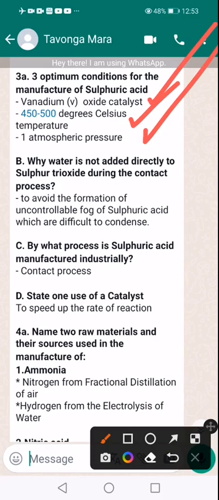What is a catalyst? A catalyst is a substance used to speed up the rate of reaction. Please read this one from my chemistry lessons. Remember, this is the end of the topic.